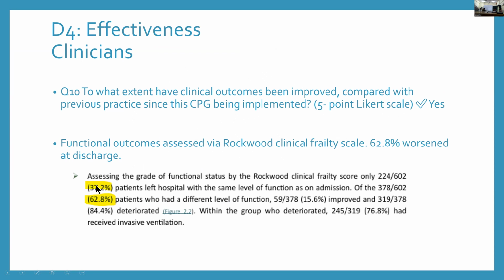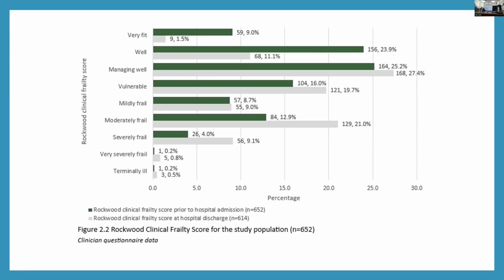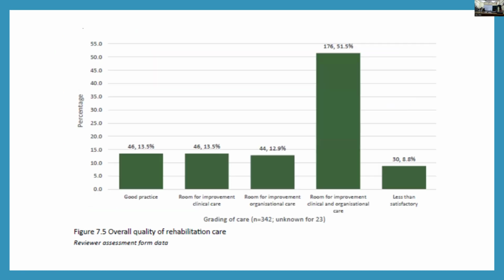32.7% of patients were left at the same function. 62% of them had worsened. Out of the 62, 15.6% improved later. But in 84% of people, the functional outcomes worsened. They have given a link in the document where you can go to the supplementary and look at the graph. The same thing is given in a graph. How did they worsen, what was the problem? So they have looked at the functional outcomes and reported it.